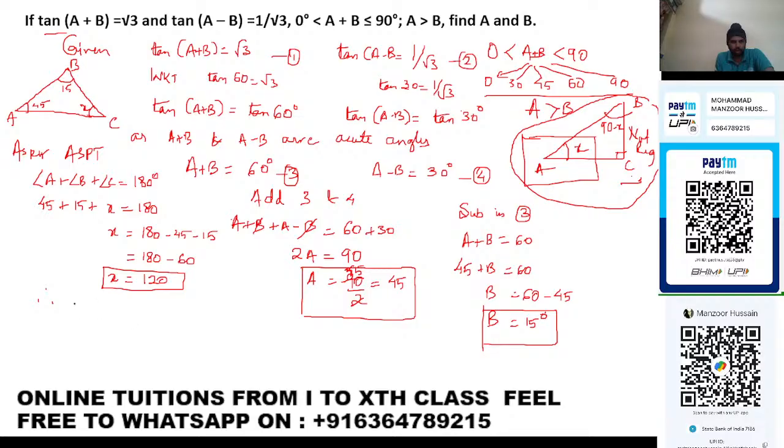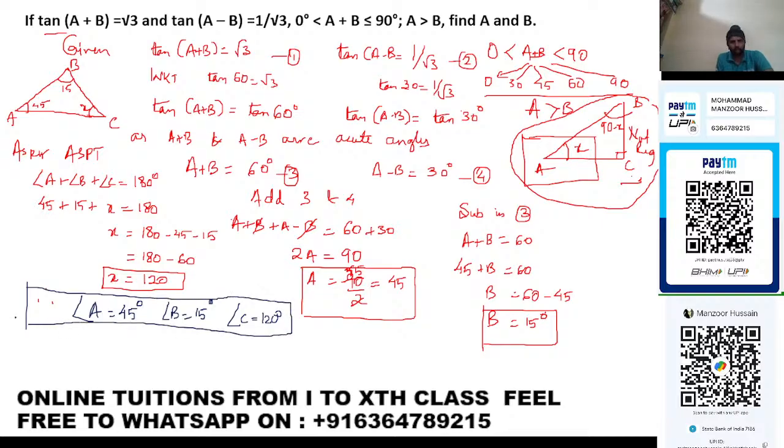Therefore, what we can write, angle A is equals to 45 degrees, angle B is equals to 15 degrees, angle C is equals to 120 degrees is the answer. Okay. So in this way, we are supposed to solve the whole problem. That's the representation we are supposed to concentrate on.